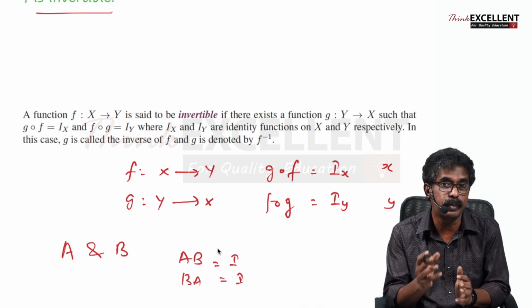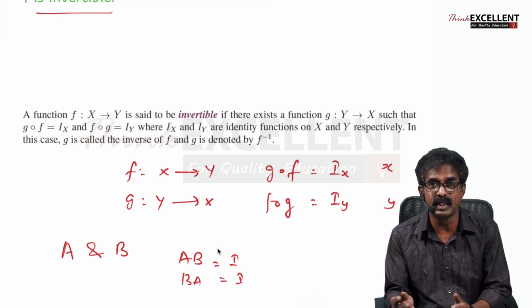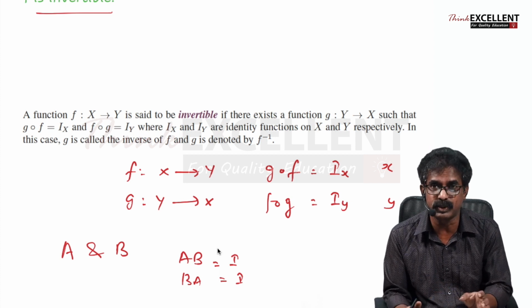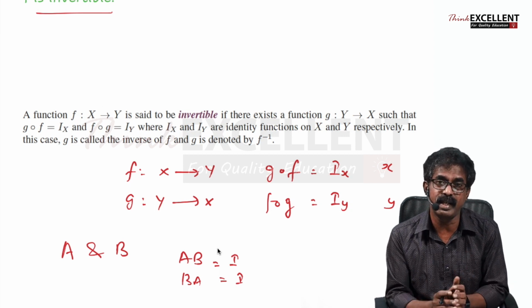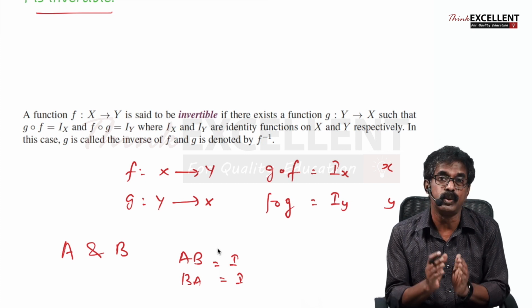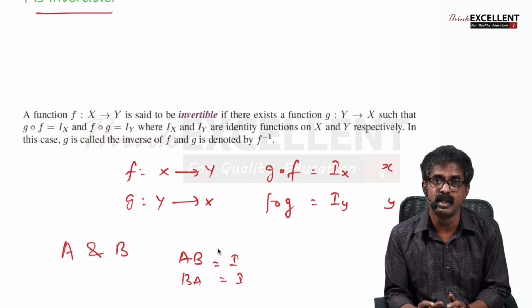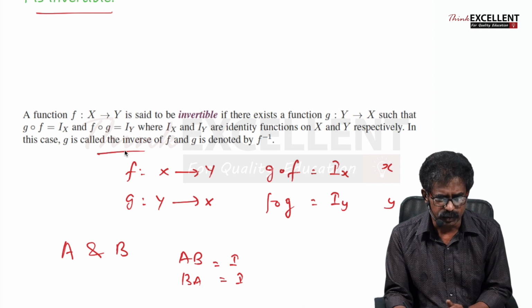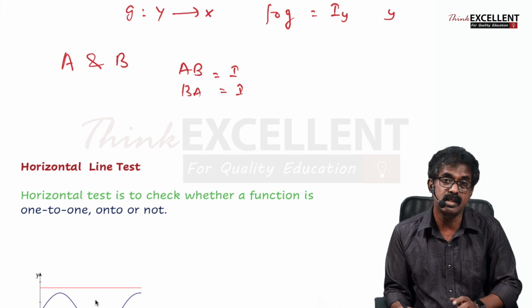When you find the composition, that is one of the operations on functions. In numbers, you have addition, subtraction, multiplication and all, no? Same way for functions, you have composition. In 10th standard you study, anyhow I will teach that also. So when you find f composition g and g composition f, you have to get the identity element. Identity on X is small x, and identity on the set Y is what? Small y. So this is very important. This is how we are going to prove that. Okay, the next test is called the horizontal line test.